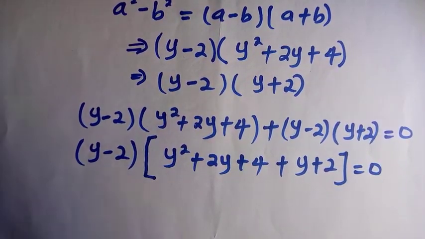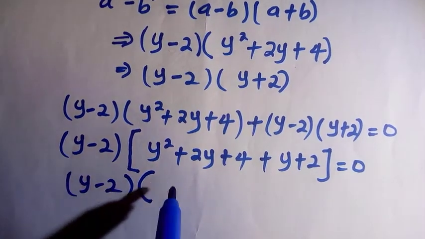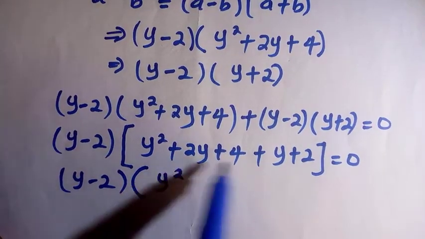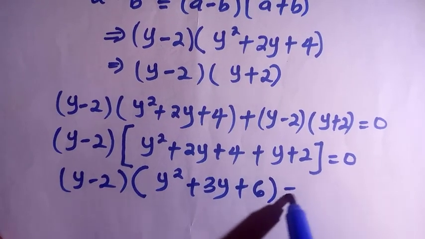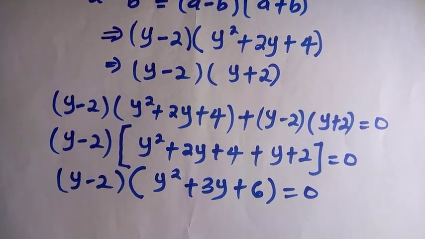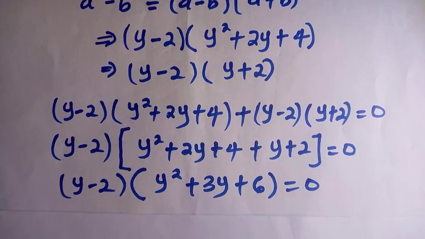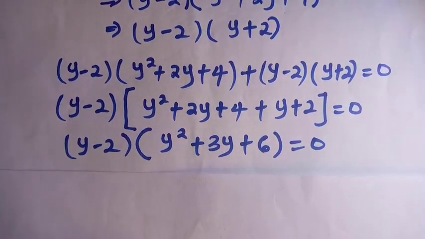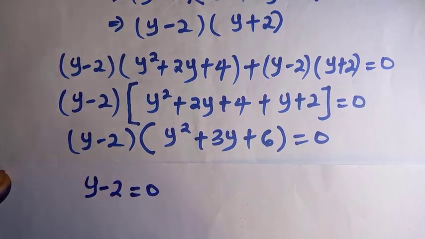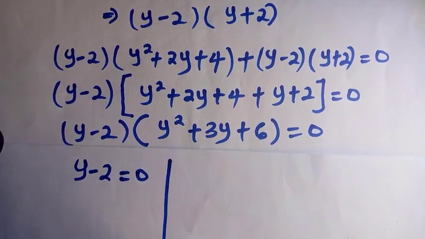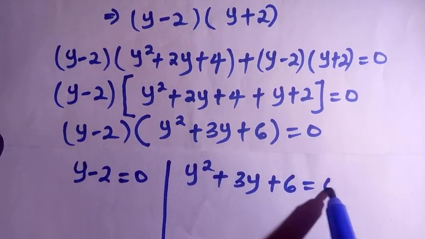All right, let's add the like terms. Here we have y minus 2, bracket, y square plus 2y plus y, that is 3y, and plus 6, which is 4 plus 2. This equals 0. So it's either y minus 2 equal to 0, or y squared plus 3y plus 6 equal to 0. Therefore, we have y minus 2 equal to 0, following the quadratic rules, and the second one is y squared plus 3y plus 6 equal to 0.